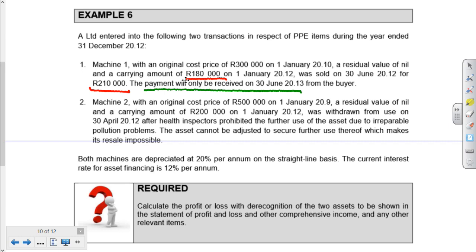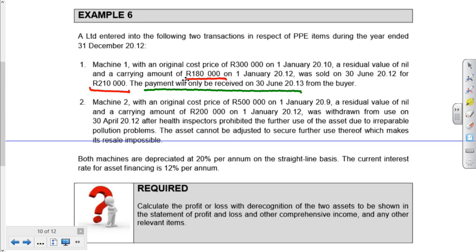We can just read through number 2 quickly. Number 2 was a machine also with an original cost of 500,000 and a carrying amount of 200,000, and it was withdrawn from use on the 30th of April after health inspectors prohibited the further use of the asset due to pollution problems. The asset cannot be adjusted to secure further use, which makes its resale impossible. So it's an asset that causes too much pollution. So you can't sell it. Nobody will want it because they will then sit with the problem of an asset they can't use. You can't use it anymore, so it's going to be scrapped.